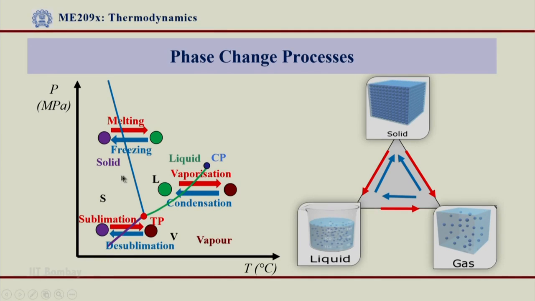All these phase change processes involve latent heat during conversion and also during these phase changes they go through the existence of a two phase mixture as what we had seen earlier in the phase diagram of water. Thank you very much.